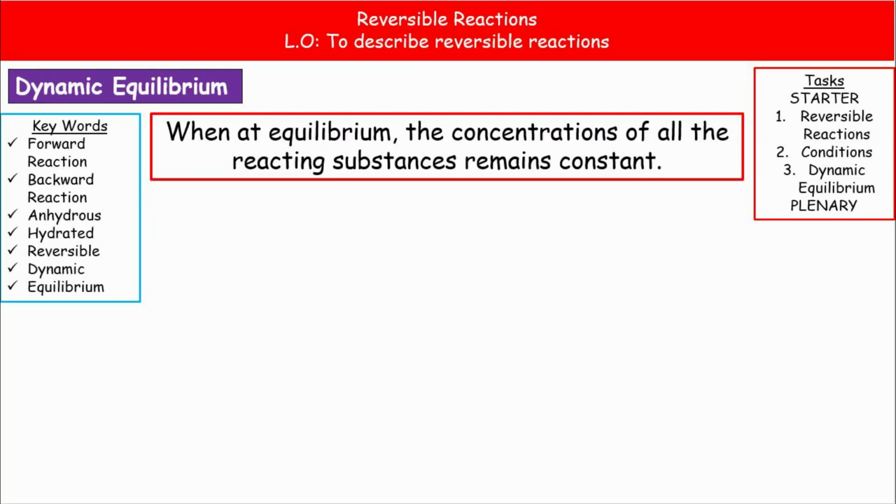And what we actually find then is that when we've got our reaction mixture at equilibrium, then the concentrations of all of the reacting substances will remain constant. Because if the forward reaction and the backward reaction are happening at that same rate, then it means that as soon as we're forming that new product, it's also being used as a reactant. So the concentrations of the reacting substances will remain constant. Make sure you've got that last sentence written down for me.